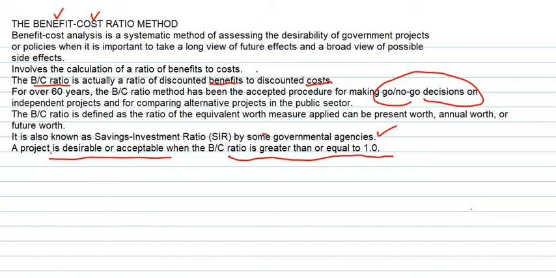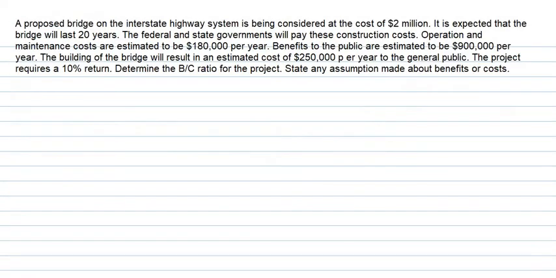Now, to further explain this method, we have our example. A proposed bridge on the interstate highway system is being considered at the cost of 2 million, the initial cost. It is expected that the bridge will last 20 years. The federal and state governments will pay this construction cost. Operation and maintenance are estimated to be 180,000 per year. Benefits to the public are estimated to be 900,000 per year. The building of the bridge will result in an estimated cost of 250,000 per year to the general public. The project requires a 10% return. Determine the benefit cost ratio for the project and state any assumption made about benefits or costs.